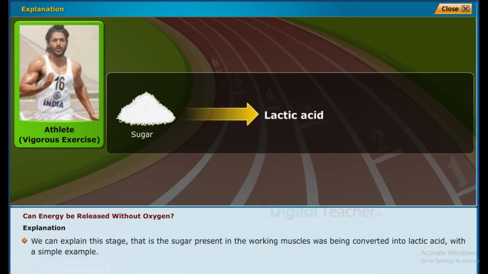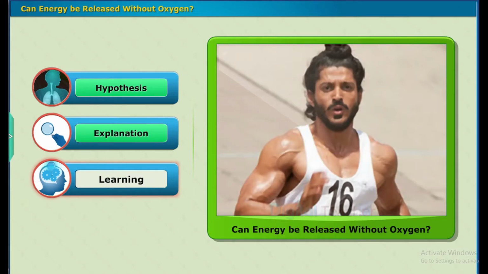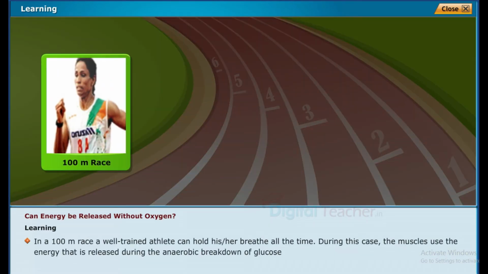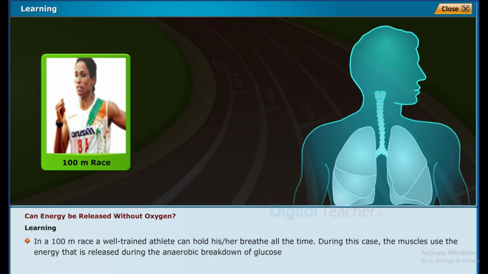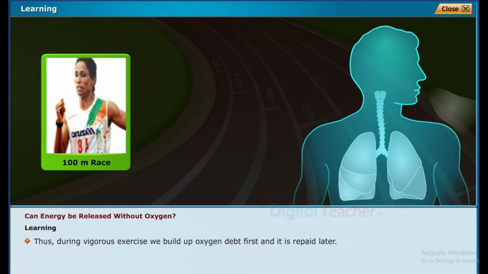We can explain this stage, that is, the sugar present in the working muscles being converted into lactic acid, with a simple example. The energy stored in lactic acid molecules is less than that stored in sugar molecules. In a 100-meter race, a well-trained athlete can hold his or her breath all the time. In this case, the muscles use the energy that is released during the anaerobic breakdown of glucose. Thus, during vigorous exercise, we build up an oxygen debt first and it is repaid later.